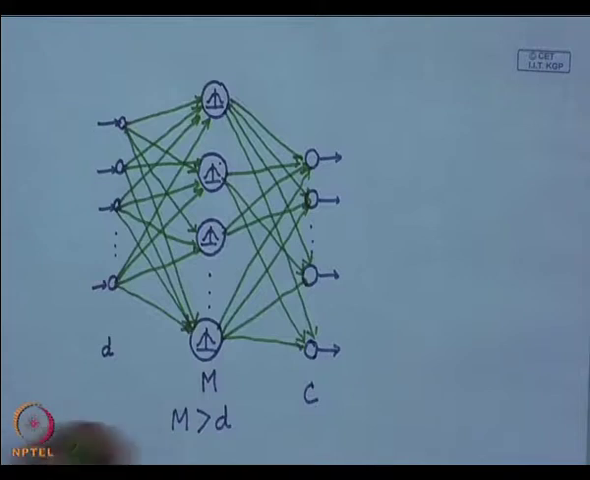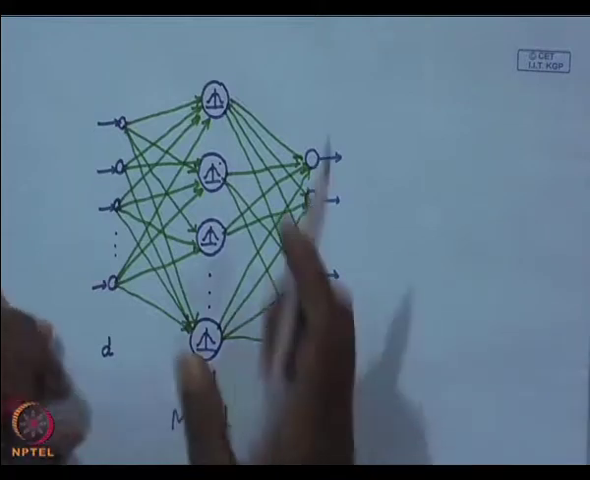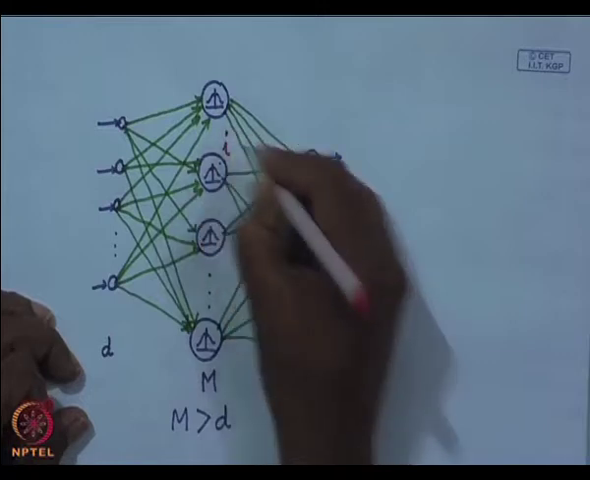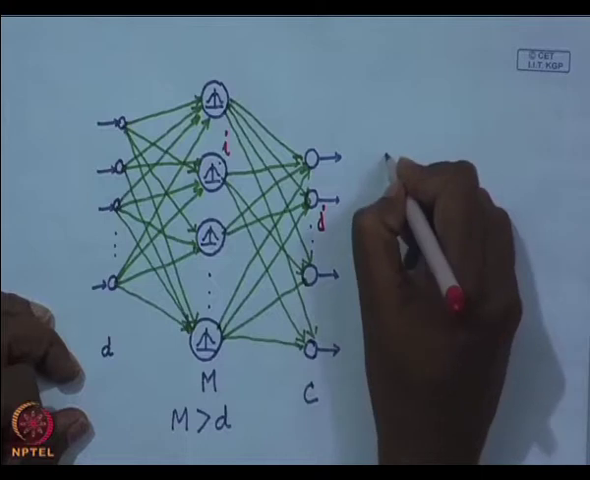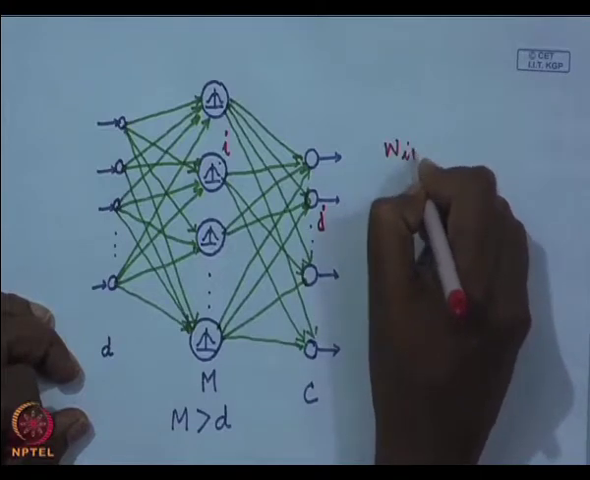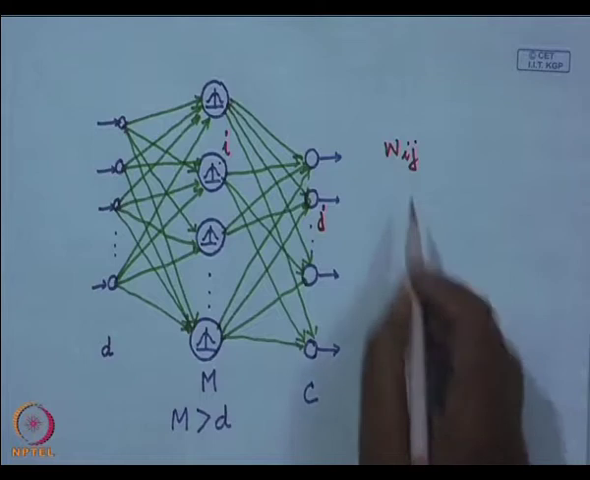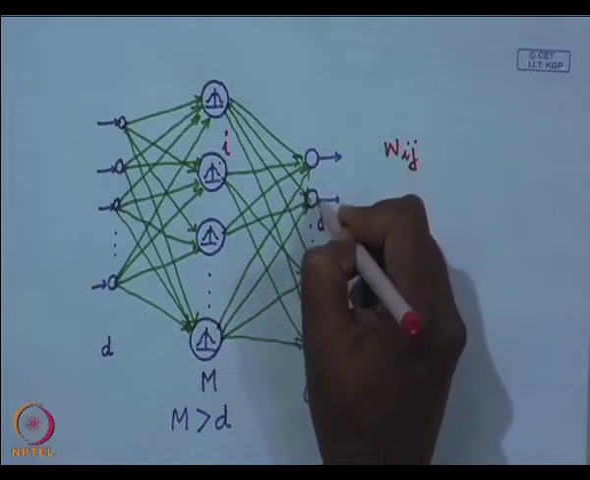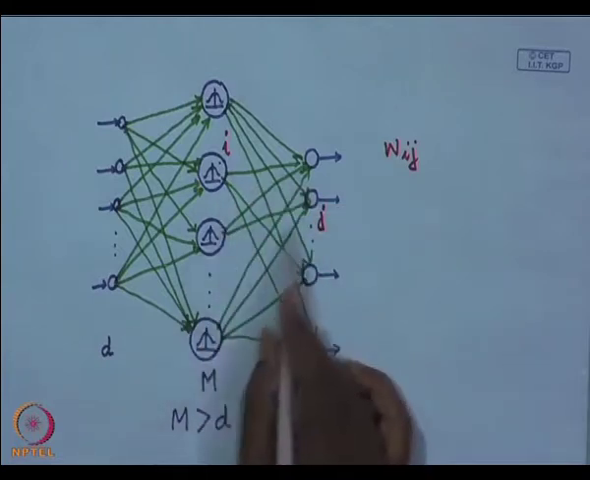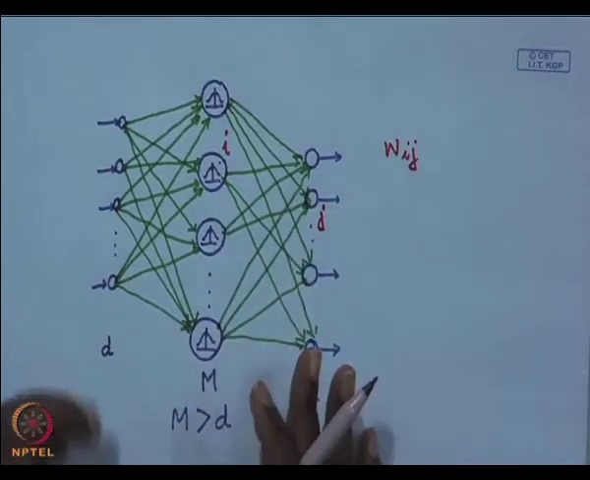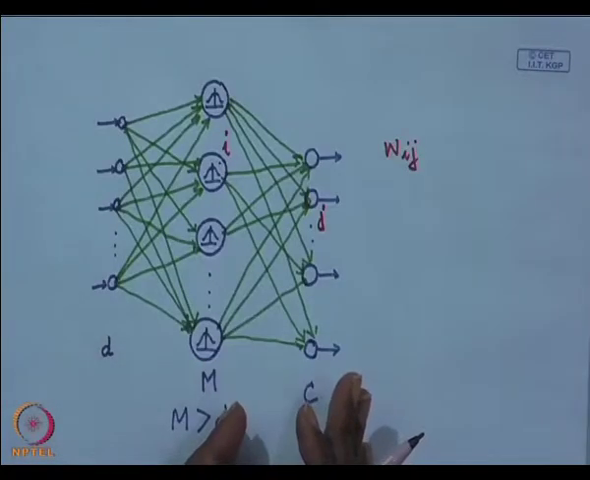Here we can say that every ith node in the hidden layer is connected to the jth node in the output layer through a connection weight equal to W_ij. Because of this, every node in the output layer computes a linear combination of the outputs of the hidden layer, and based on the value of this linear combination, the output layer nodes decide to which class the input vector should be classified.